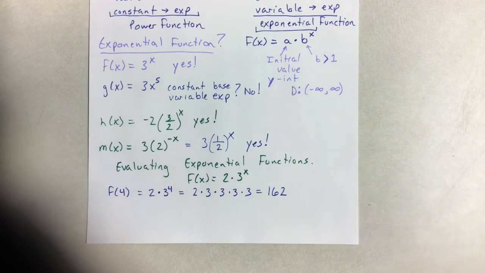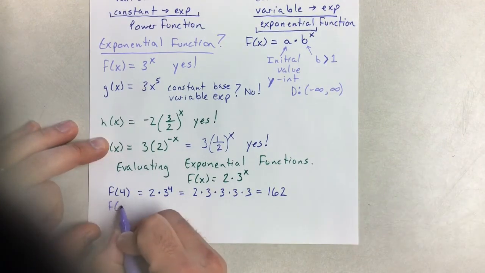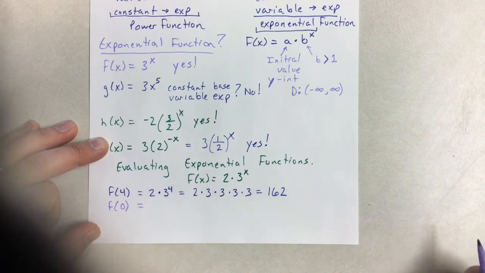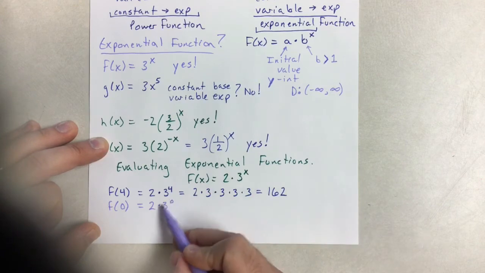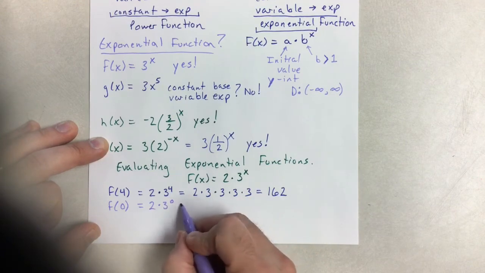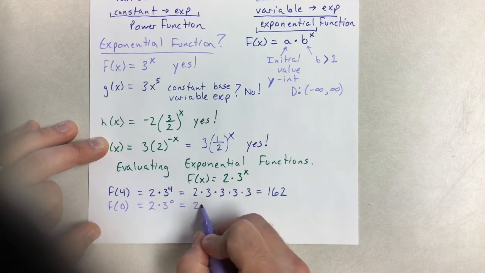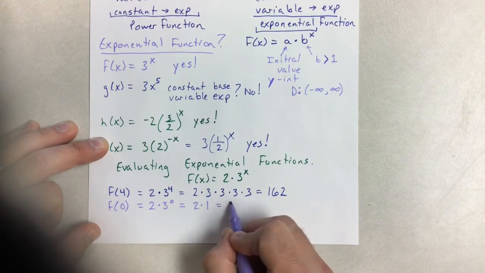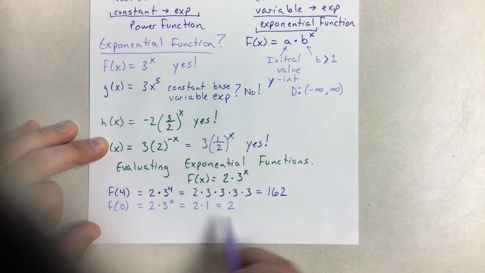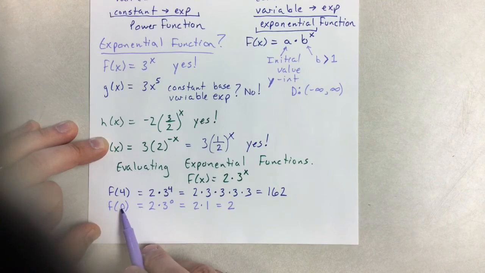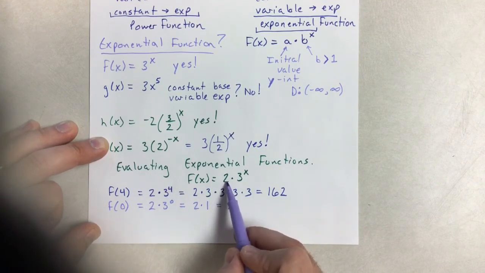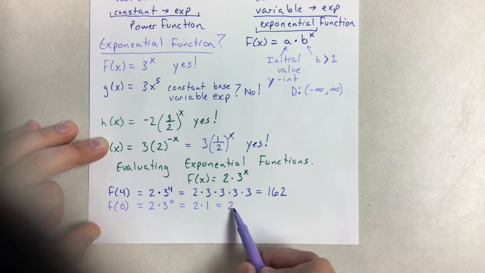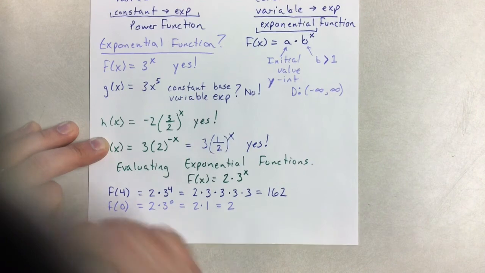Let's try this again. So let's say we have f of 0. Okay. So 2 times 3 to the power of 0. 3 to the power of anything to the power of 0 we know to be 1. And we get 2 times 1, which is just 2. And that should make sense because x of 0 is going to give us the y-intercept, and we knew from the beginning that that was our initial value. So that should make sense that we got 2 as a result. Let's look at another.